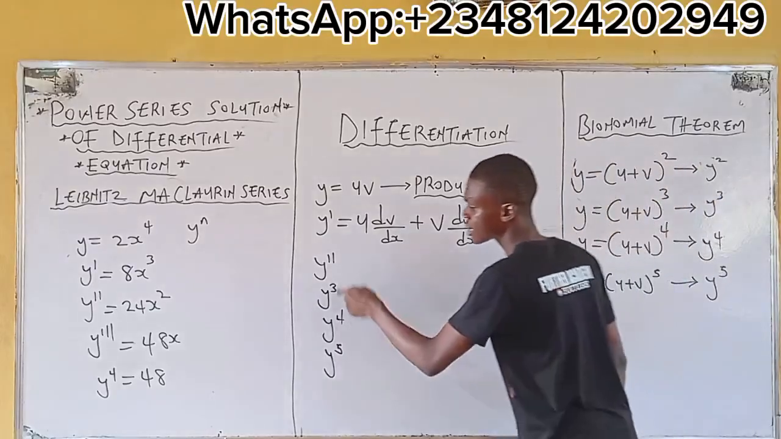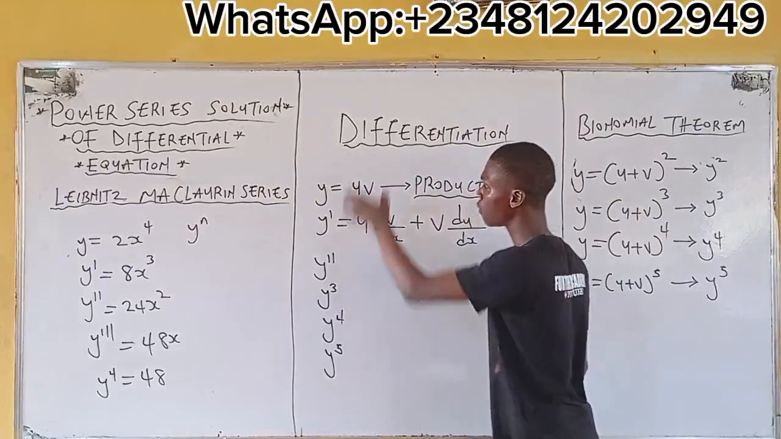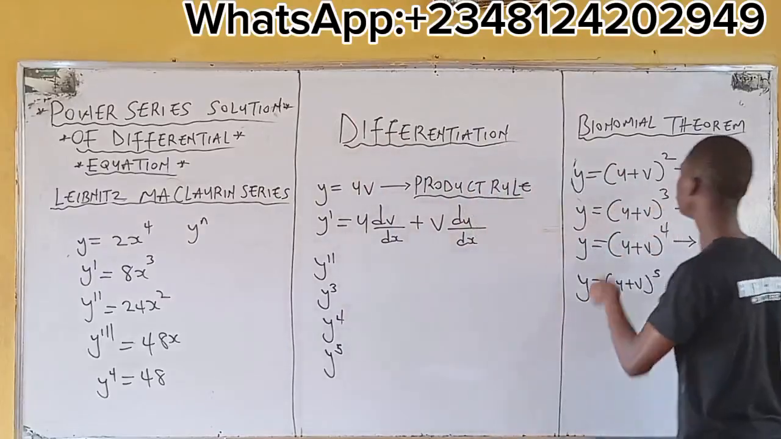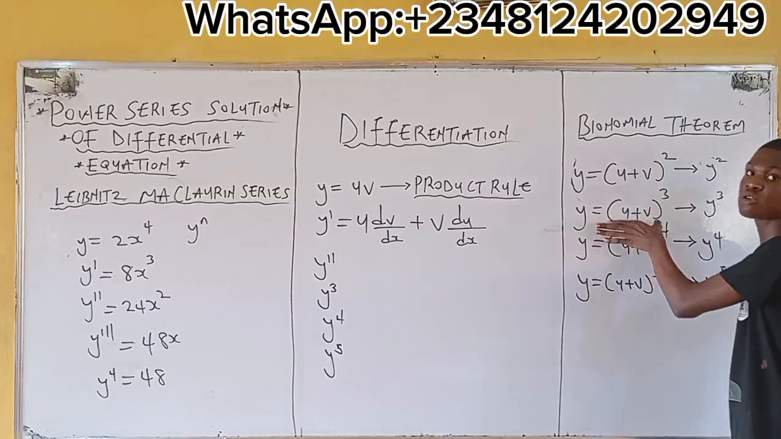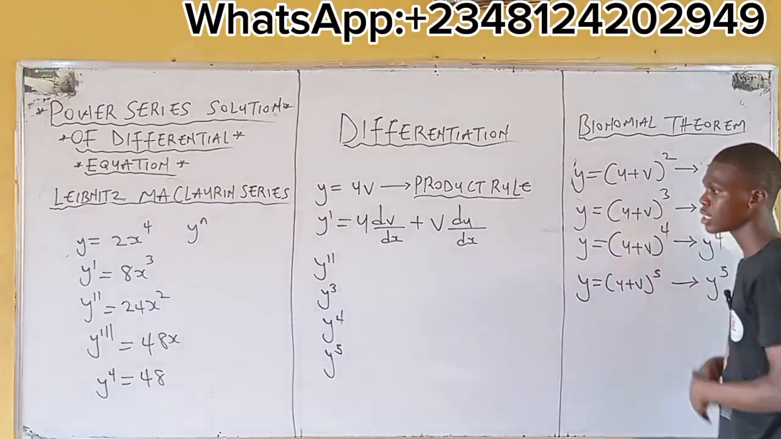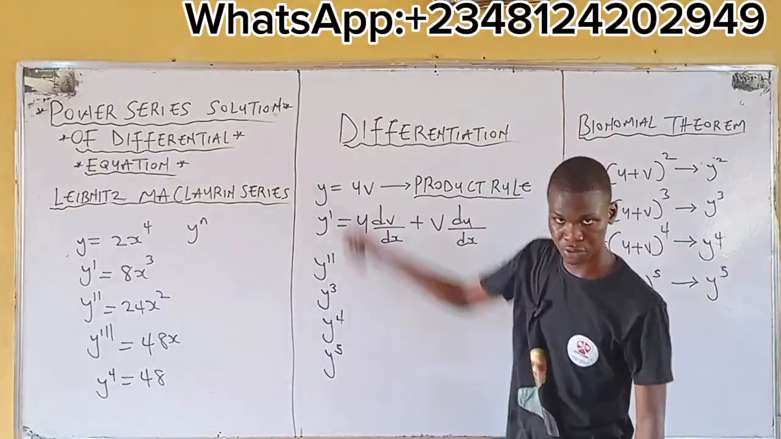Similarly, we are saying that the third derivative of this function is equal to this. By the time you use binomial theorem to expand this, the answer you'll be getting is equal to the third derivative of this function.